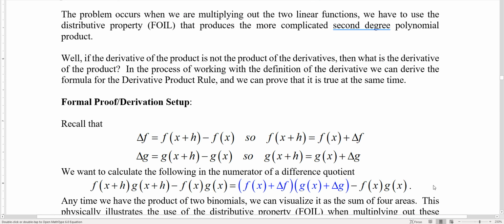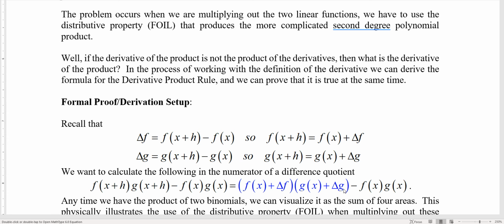So in the numerator of the difference quotient, you're going to have f of x plus h times g of x plus h minus f of x times g of x. And so if we replace f of x plus h by this binomial, f of x plus delta f, and replace g of x plus h by this binomial, g of x plus delta g, and then of course we still have the f of x times g of x, the product of these two blue ones is going to give us that FOIL idea again, that multiplying these out.